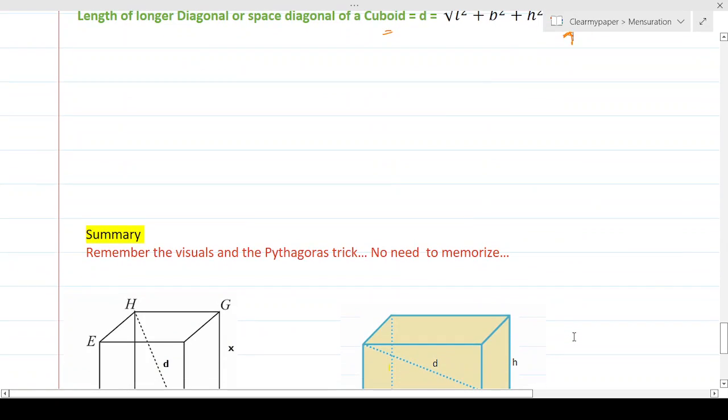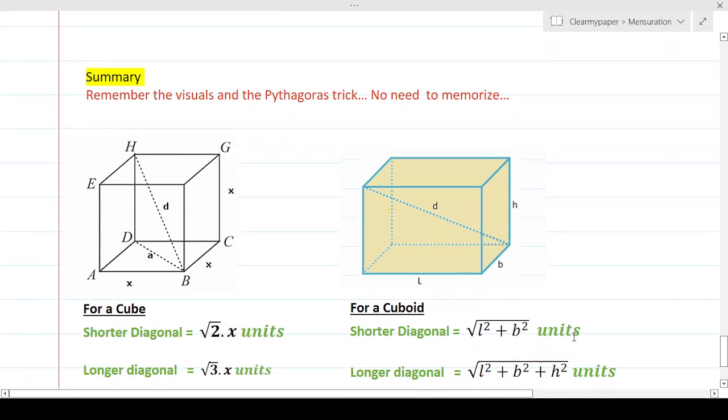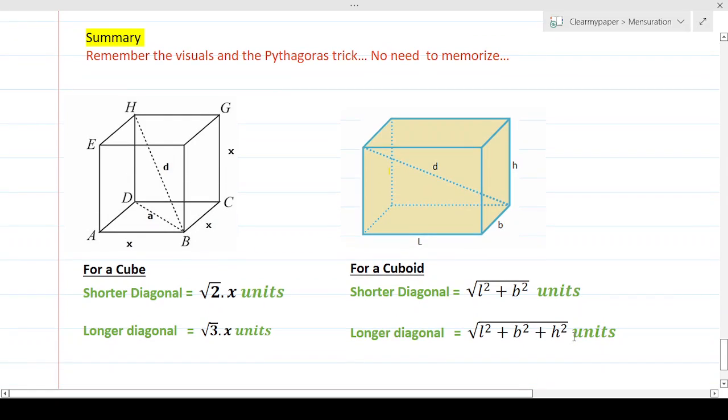So what did we learn in summary before we wrap up, okay? No need to memorize all the formulas as much as possible. Just remember the visuals, okay? We're talking about a cuboid or a cube. If it's a cube, everything is in square shape. And if it's a cuboid, it's a rectangle. That's the only difference. And if you're talking about the shorter diagonal, which is this diagonal, it's root 2 x units. And in this case, we are going to use the length square plus breadth square.